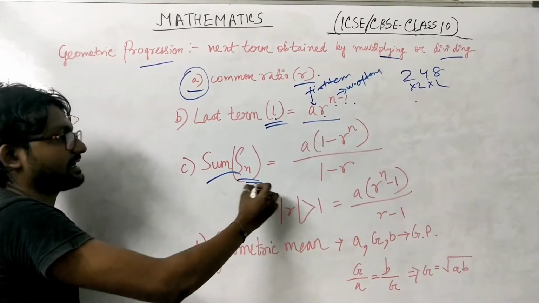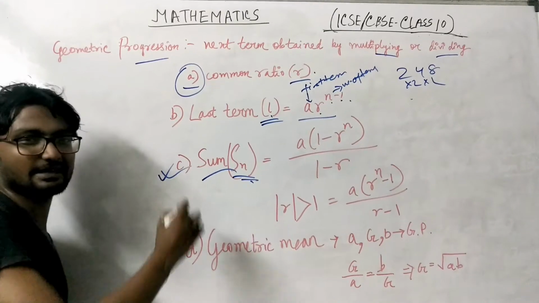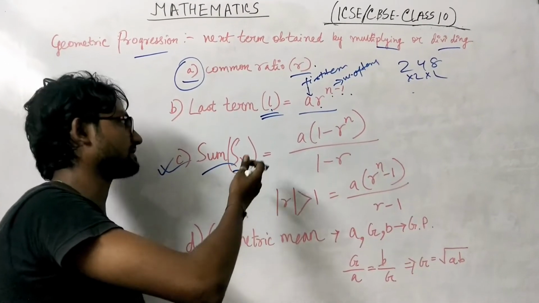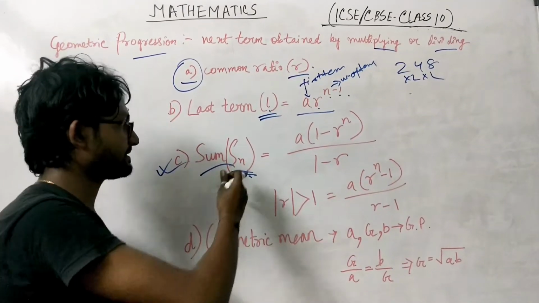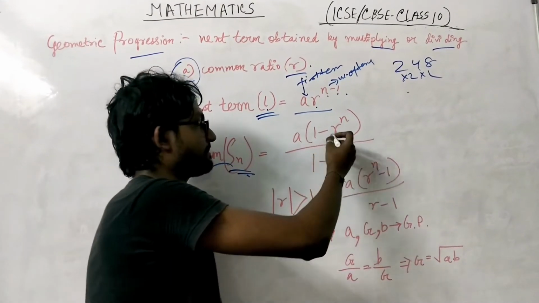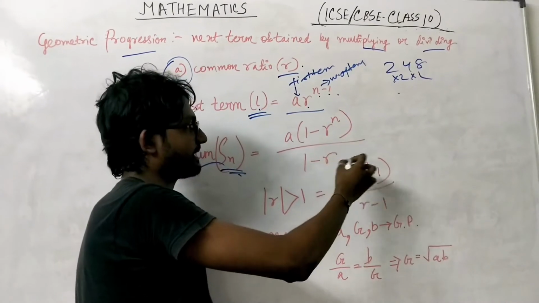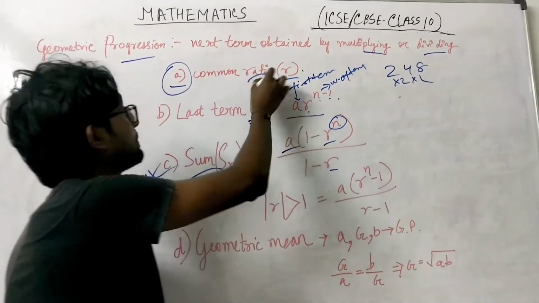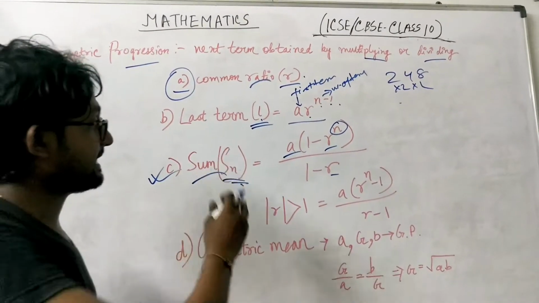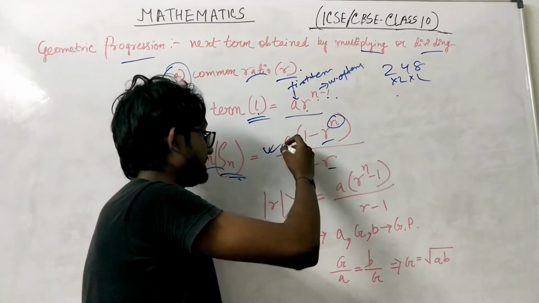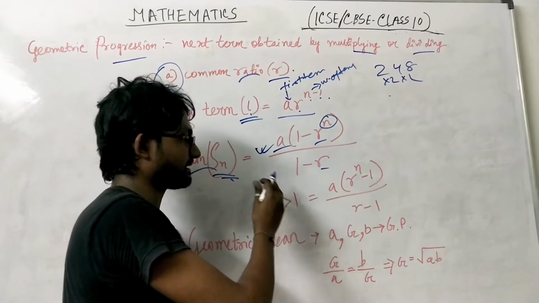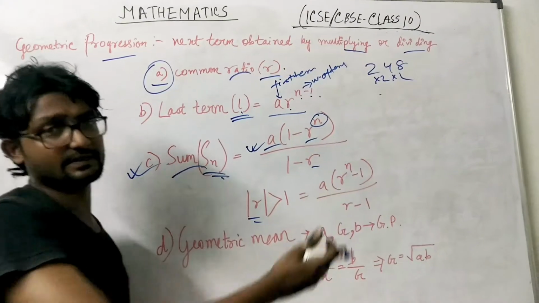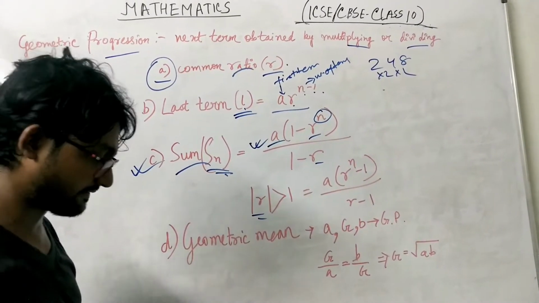Summation: again, the same as the formula of an AP, here it is for a GP. The sum Sn equals A into 1 minus r to the power n, divided by 1 minus r. A is the first term, n is the number of terms, r is the common ratio. This is for when the modulus of r is less than 1; if the modulus of r is greater than 1, the formula changes.